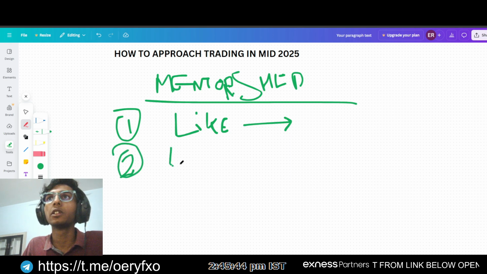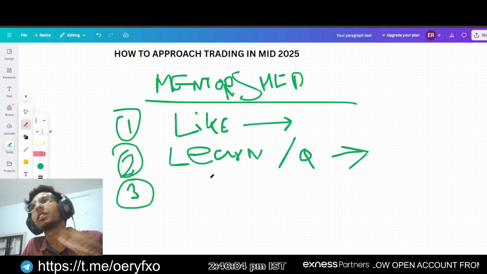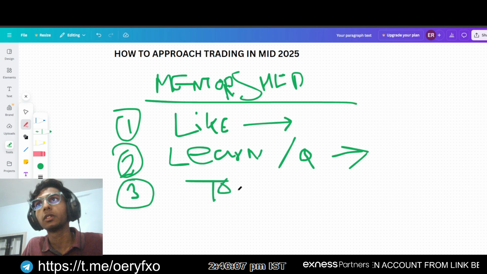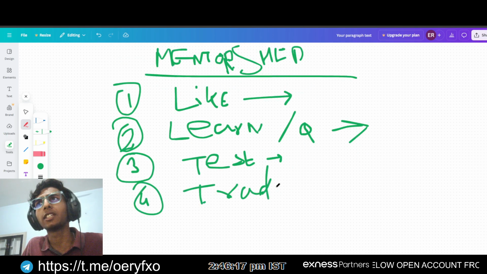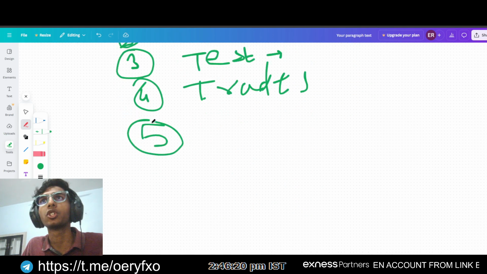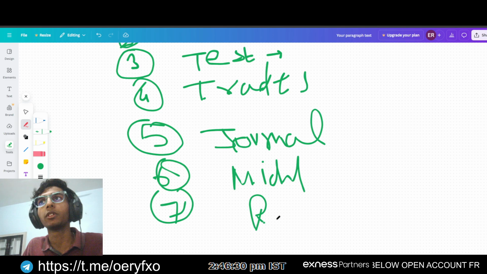Second, learn everything from the mentor. Question everything. Why, how, where it's supposed to work, everything should be questioned. Okay, and the mentor should be able to answer everything. Third, test first whatever you learn from him. Fourth will be take trades. Take it, keep on taking. Fifth will be journal. Sixth will be mindset, and seventh will be risk reward.